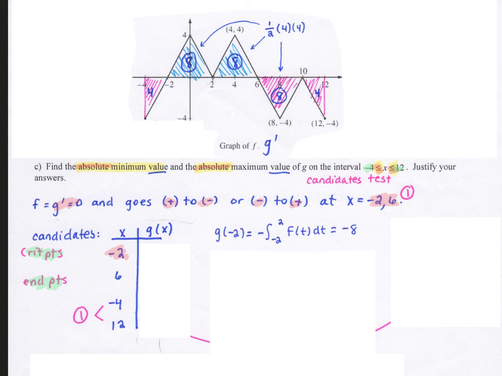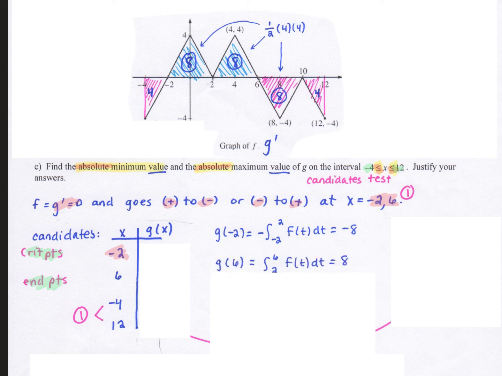When I do that, I saw my limits were reversed, so I just went ahead and put them in the correct order, and that's why this negative is out in front. And from there, I just take an area approach. The area from -2 to 2 is 8, but because of this negative that occurred because of the reversal of limits, it's actually -8. I go through each of these x values.